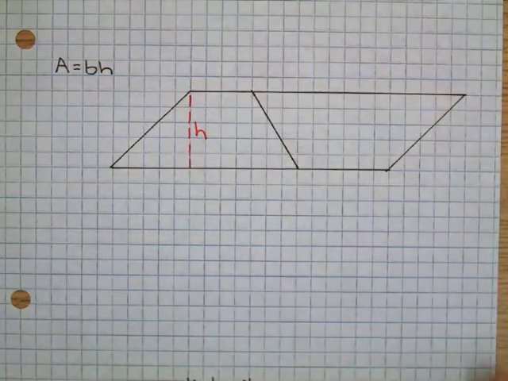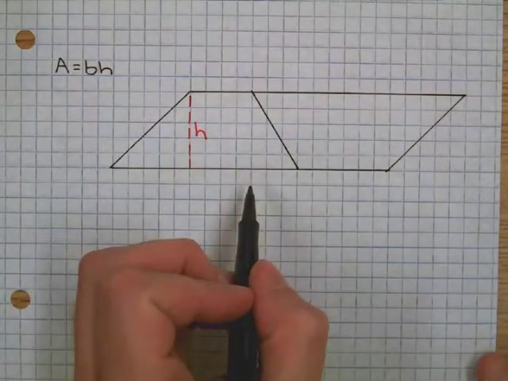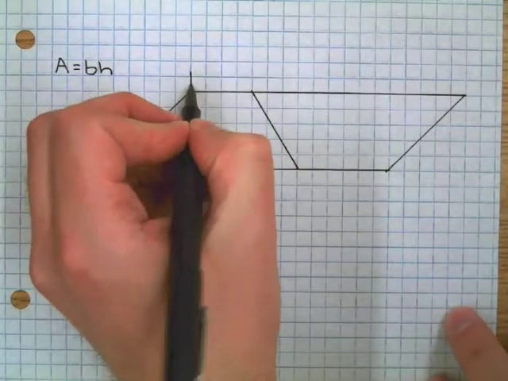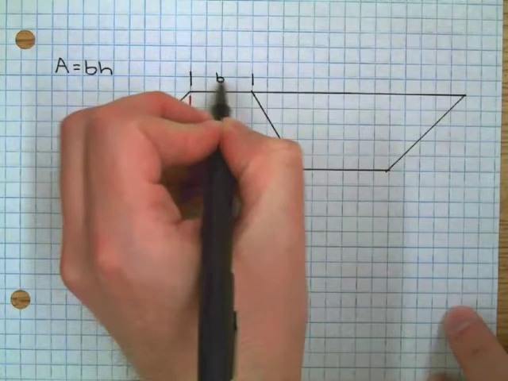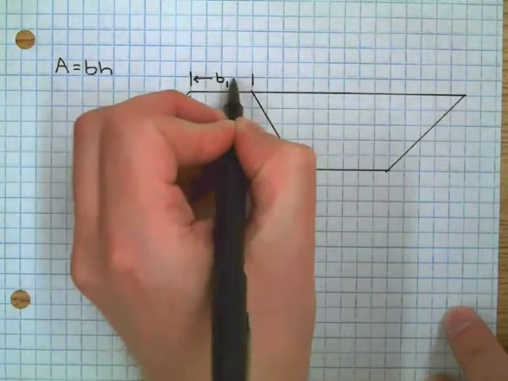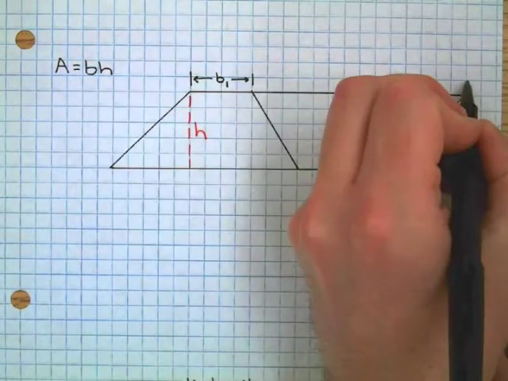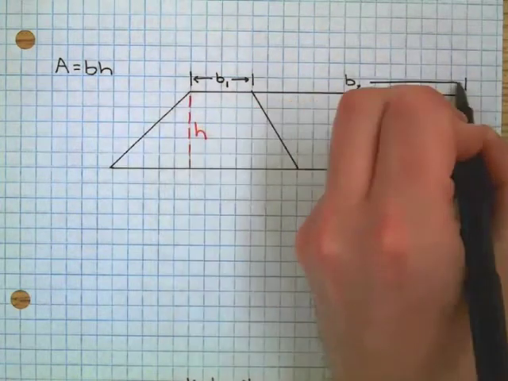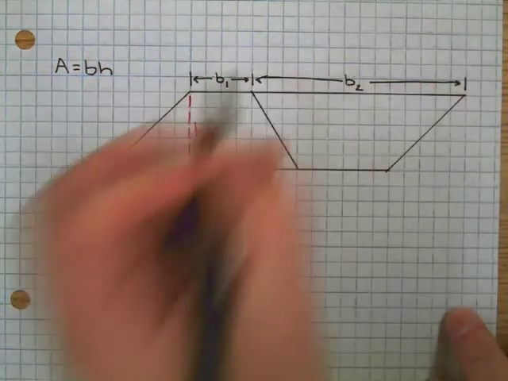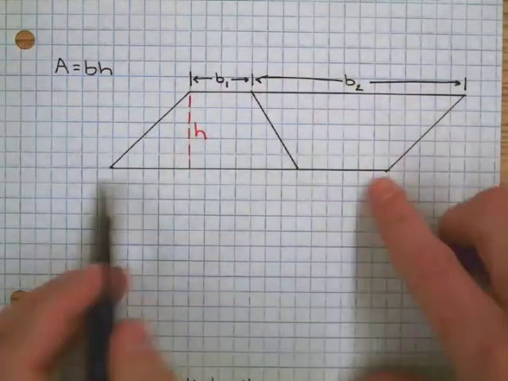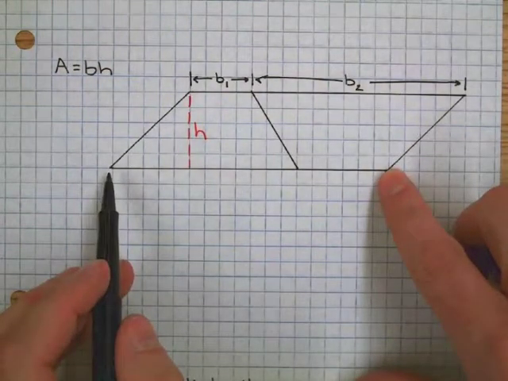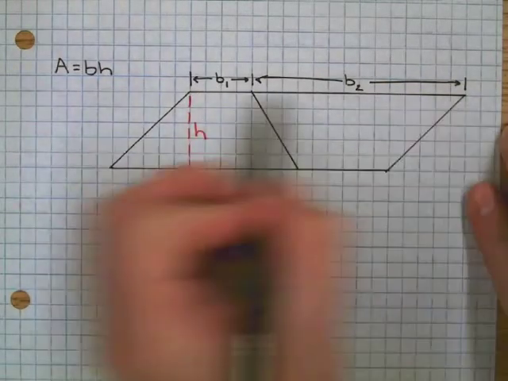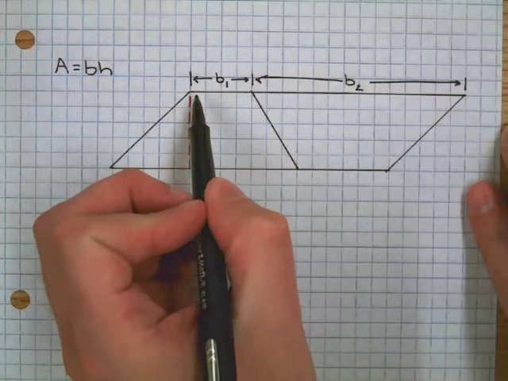Now, how would we figure out the base here? We still know the height, but the base, we now have this base here. We can call this base 1, this distance here. And we have another distance between here and here. Let's call this base 2. And this distance all the way across, which would be the same as this distance down here, this entire distance here is the base of the parallelogram.